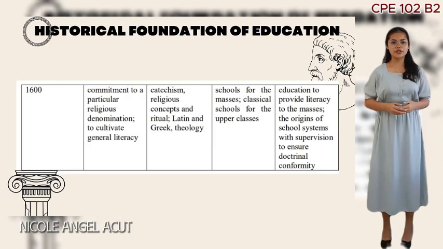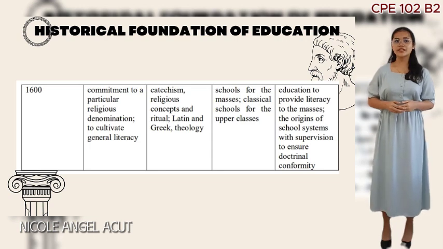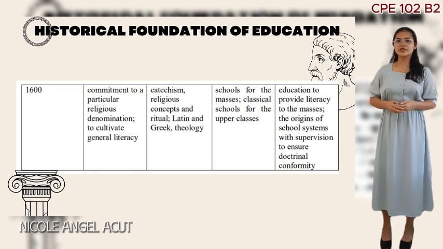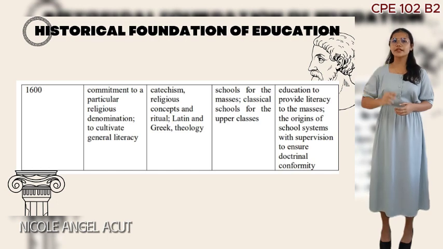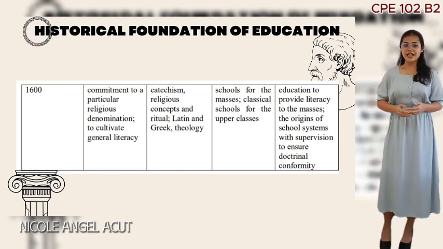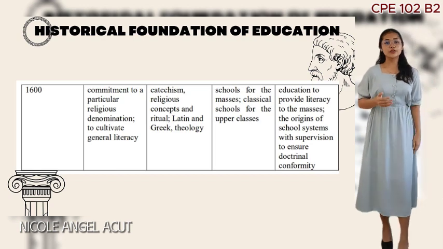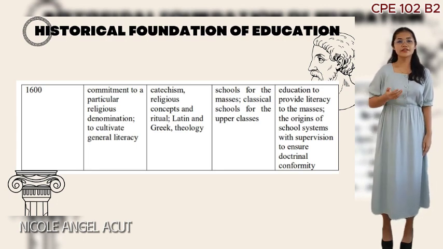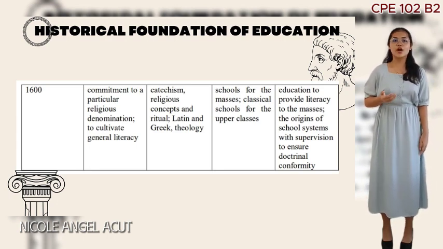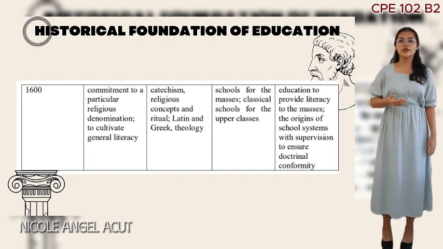The period of Reformation, AD 1500 up to AD 1600: to cultivate a sense of commitment to a particular religious denomination and to cultivate general literacy. Curriculum: reading, writing, arithmetic, catechism, religious concepts, and ritual, Latin and Greek, theology. Agents: vernacular elementary schools for the masses, classical schools for the upper classes. Influences: a commitment to universal education to provide literacy to the masses, and the origins of school systems with supervision to ensure doctrinal conformity.